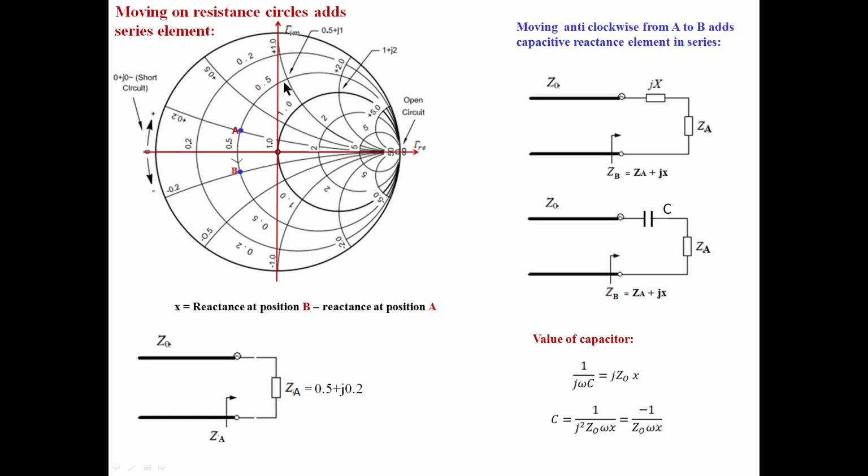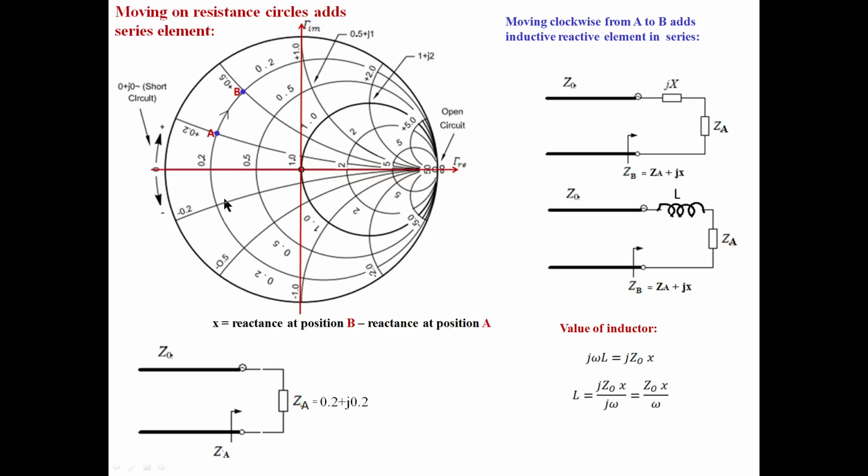Okay, so if you move on a resistance circle from the load point or any point, in the anti-clockwise direction, it adds a capacitor in series. Find out the value of this. Similarly, from the load point you move in the anti-clockwise direction. Not only the load, you can move from anywhere, from one point to another point on the Smith chart. If you move on a resistance circle, for example, from here to here, it adds series reactance to the previous value. That's all.